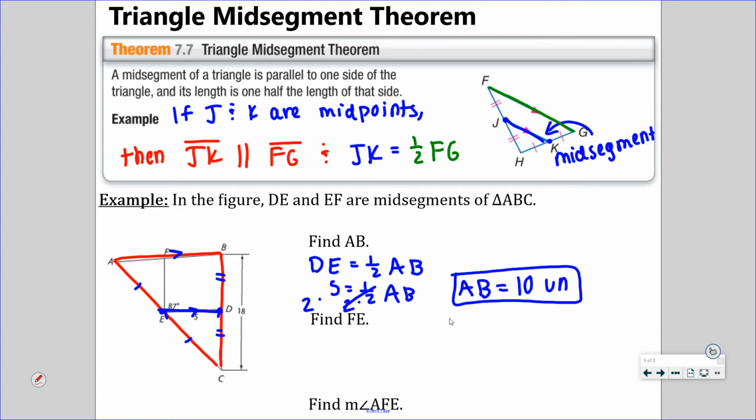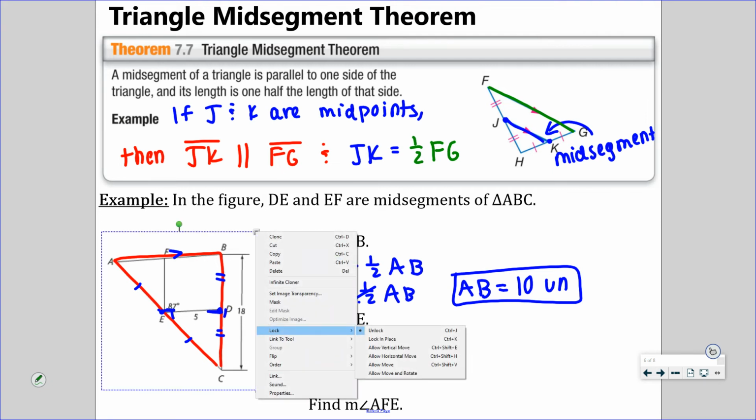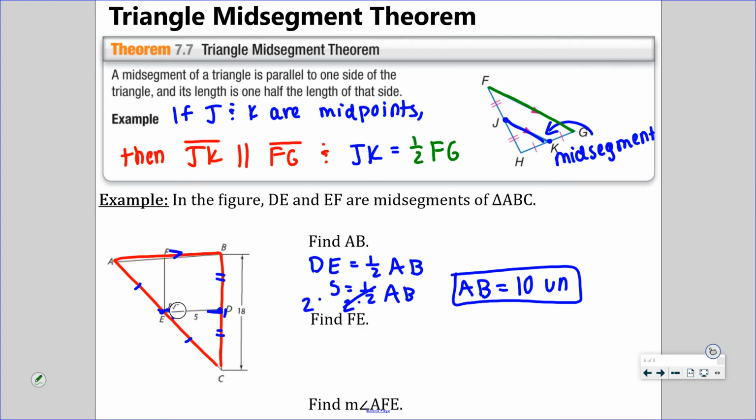Next one says find FE. So now they're talking about this other mid-segment. Pictures always move on me here. Okay. Now they're talking about this other mid-segment FE, which, since it's a mid-segment, it's going to connect these midpoints and this other side. So this time, the mid-segment's parallel to that third side, BC. Okay, see that? Now these are my parallel lengths.